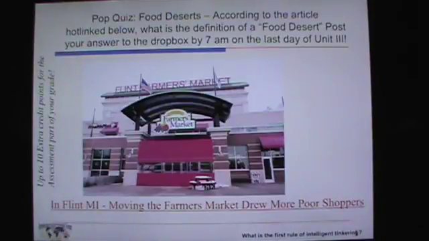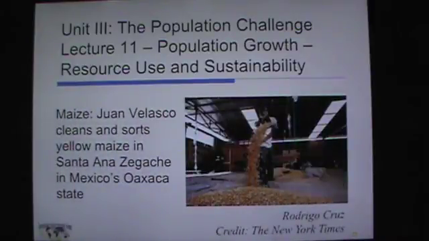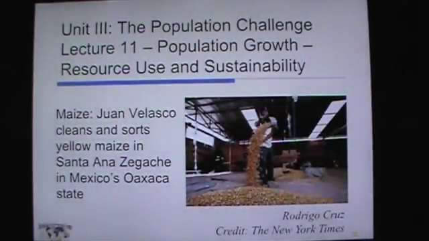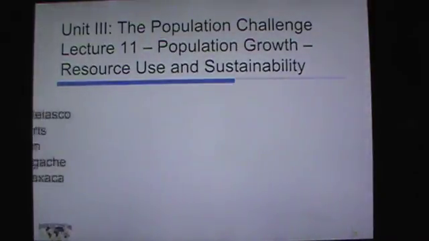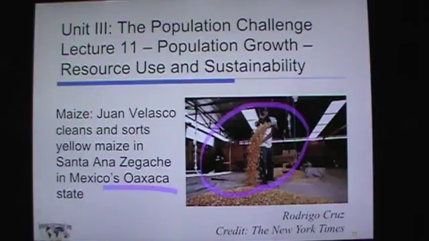Extra credit A. Population growth, resource use, and sustainability. That's what we're about in this particular lecture. This is an image of a guy basically taking care of a bunch of maize. Whether it's sustainable or not, well, we'll talk about that later.